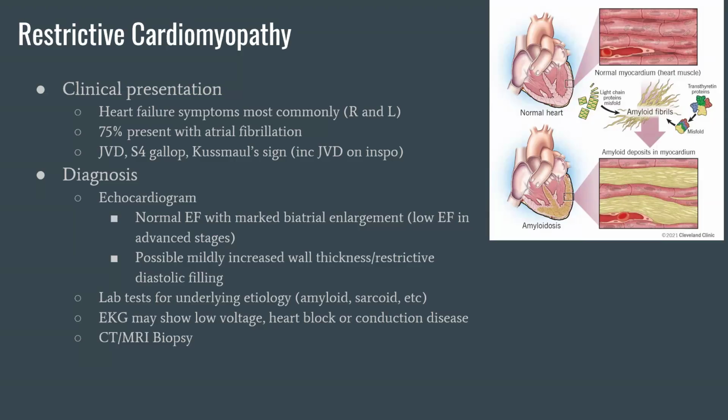You may or may not see increased wall thickness. You do lab tests for underlying etiology, amyloid, sarcoid, whatever blood work you're looking for. The EKG may also show low voltage, heart block, or some type of conduction disease.